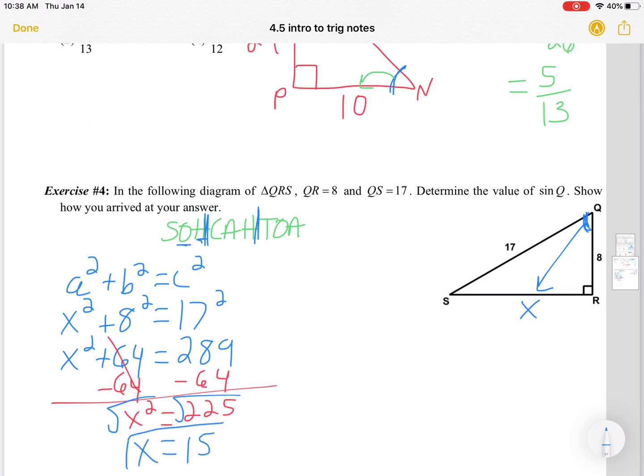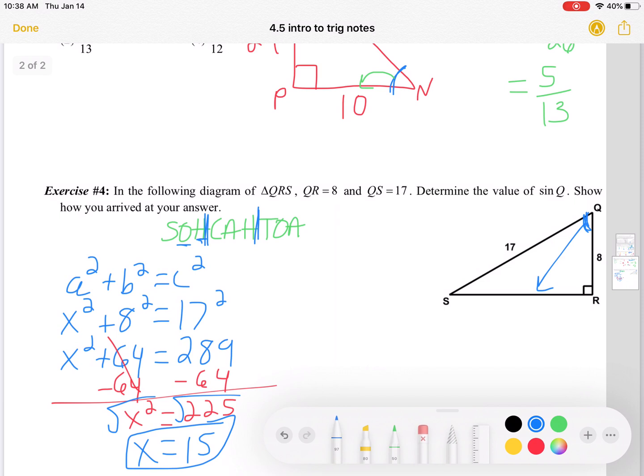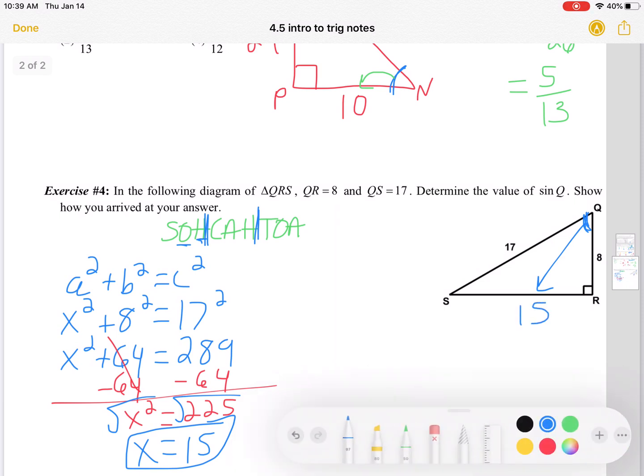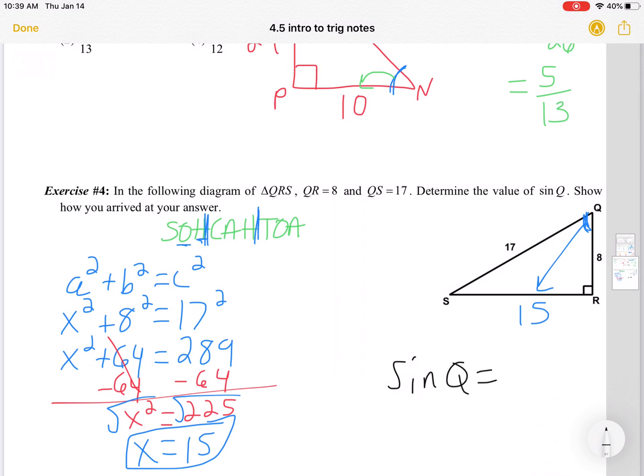So now we have all three lengths that we need. Okay? So now we have everything we need to set up the sine of Q. So remember, sine is opposite over hypotenuse. The side opposite Q is 15, and the hypotenuse is 17, so that's our final answer. Sine of Q equals 15 over 17.